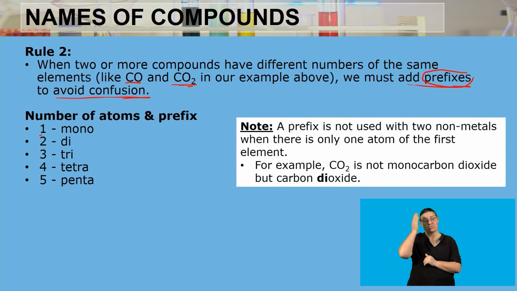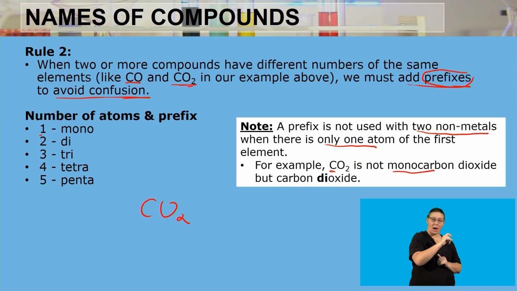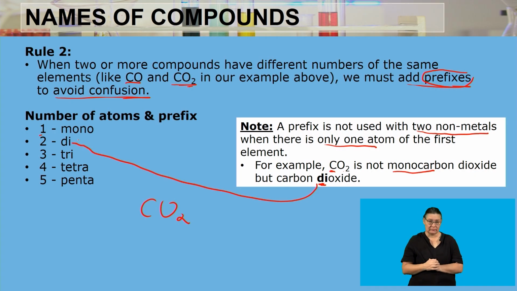What we also need to note is that a prefix is not used with two nonmetals when there's only one atom of the first element. For instance, we have an example here, CO2. We are not going to say this is a monocarbon dioxide because the first one only has one atom. So it's going to be just carbon dioxide. Remember the di, it is for the 2. We have 2 atoms of oxygen, so it's going to be carbon dioxide.